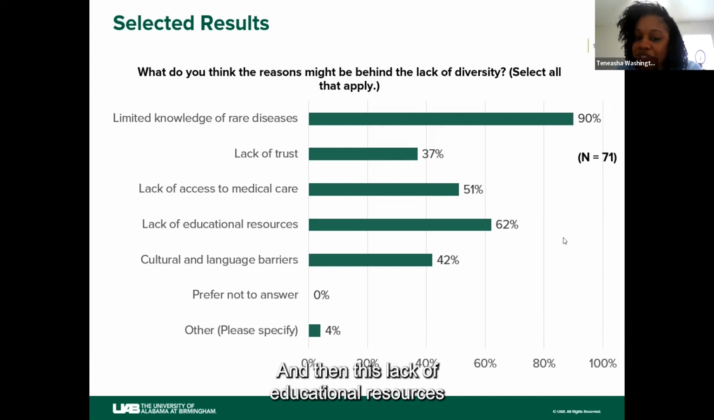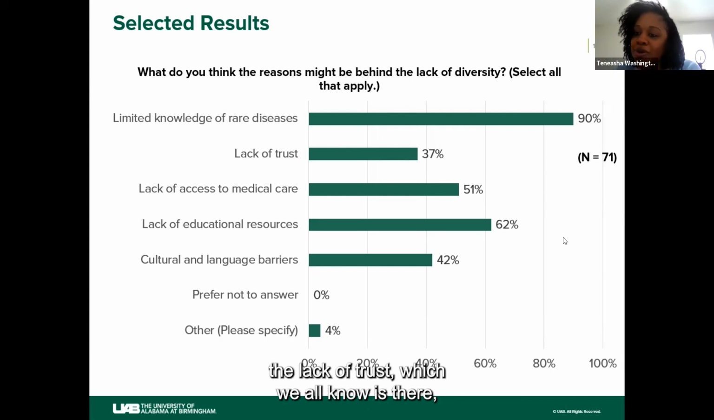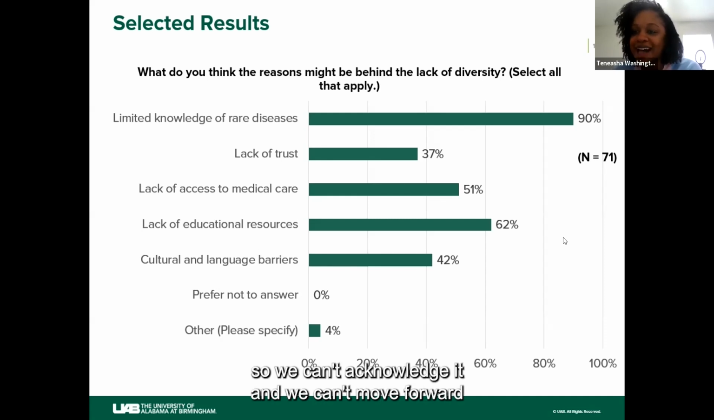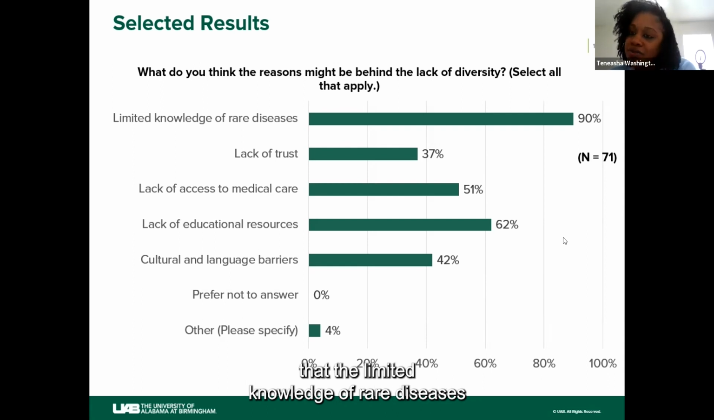And then this lack of educational resources, as well as lack of access to medical care. And interestingly enough, the lack of trust, which we all know is there, was relatively a smaller group of individuals responded to that. And I think that's very important because I do want to speak to, it is important to identify that there is this idea of a lack of trust. But it can't be what we say is the reason, so we can't acknowledge it and we can't move forward. Because again, it seems to be that the limited knowledge of rare diseases seems to stand out the most.